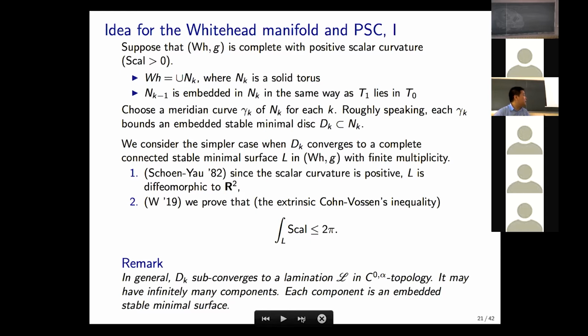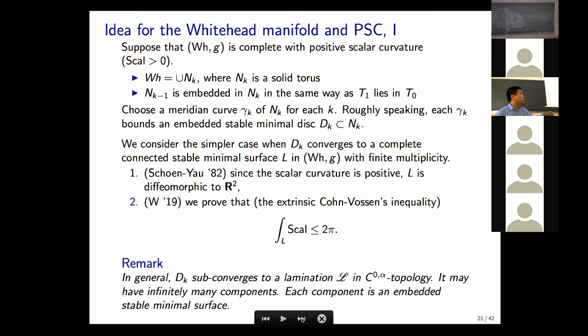Each component is an embedded stable minimal surface. Because the scalar curvature is positive, we know that each stable minimal surface is a plane. That means each stable minimal surface is diffeomorphic to R^2.